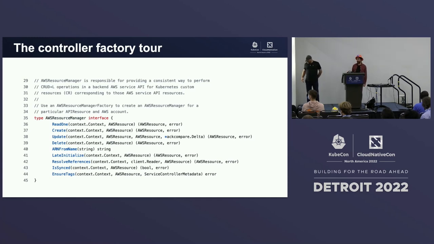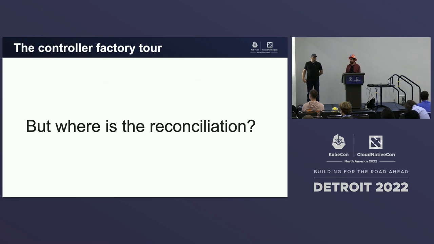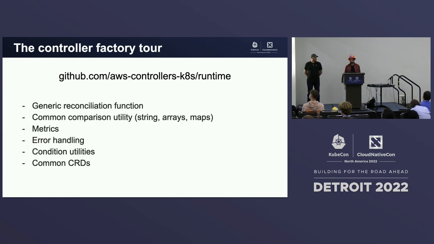At this stage, you're wondering, but what is the reconciliation? The logic must be somewhere. Well, it is in a different package where we wrote a generic reconciliation function that takes a resource manager and reconciles that all the time. So it doesn't really care what resource you are going to handle or manage in the cloud. All it needs is an object implementing an interface, and it's going to use that to reconcile all the resources. So every resource that we generate a controller for has a resource manager and uses the same reconcile function that we use across all the controllers.